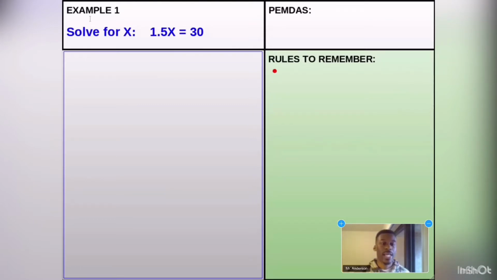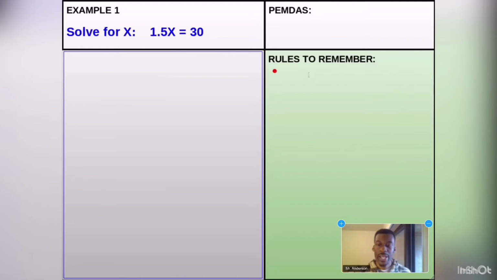If you look at the top left hand, you'll see that it says example 1. All right, so this is going to be the first example. The example is solve for X. And the problem itself is 1.5x equals 30. Or you could say 1.5 times x equals 30. Let's just scoot over to the right-hand side, and you see here it says PEMDAS. Now, PEMDAS, we're going to get into that as we start the problem.